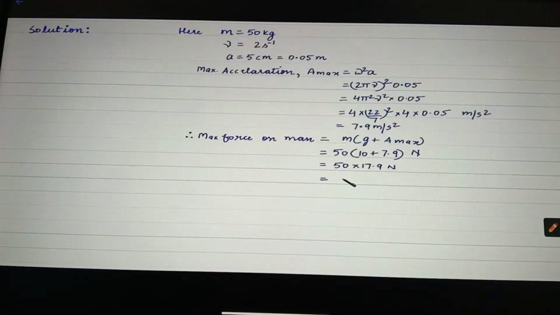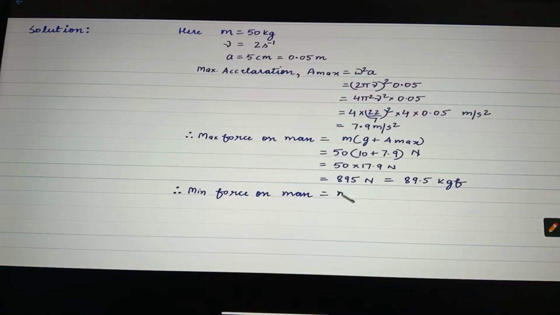This is equal to 895 newtons, and converting this into kg force will be 89.5 kilogram force. Also, we can also find the minimum force on the man.